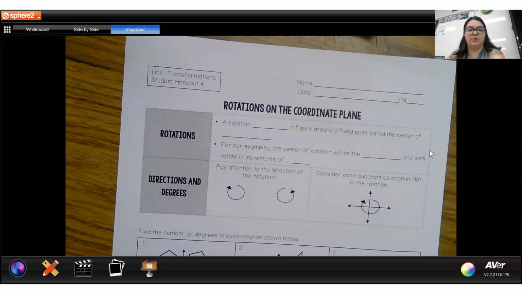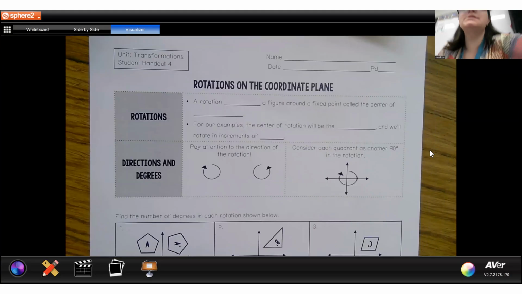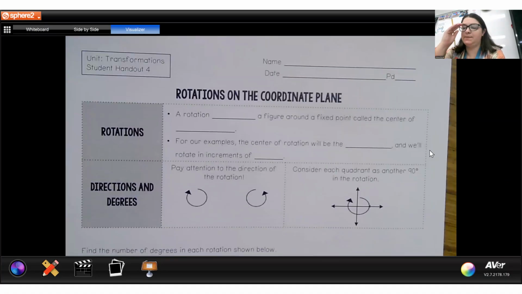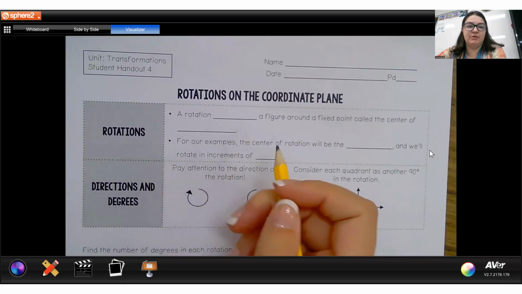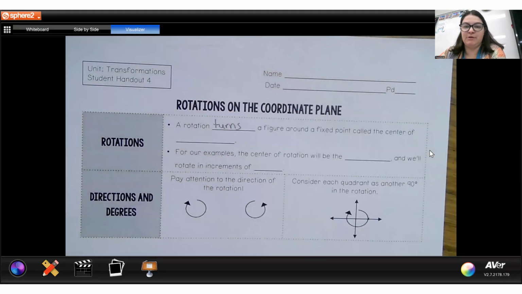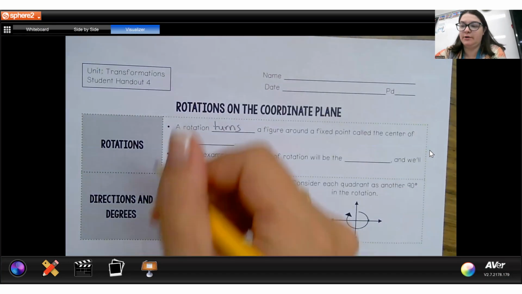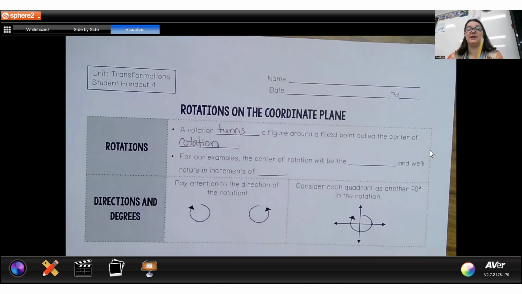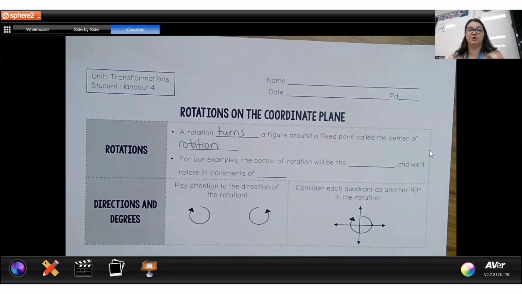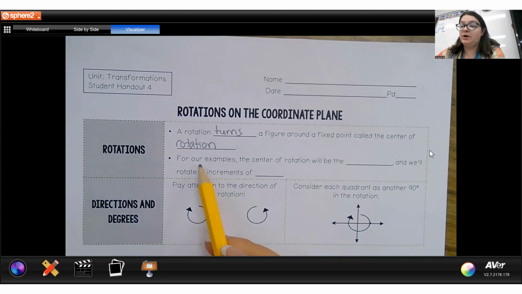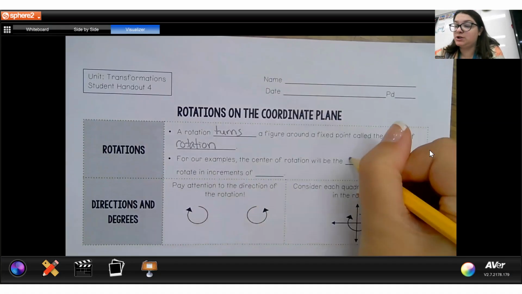Hello, guys. Okay, so we've done translations, reflections, and today we are doing rotations. So on your notes page, the definition of a rotation: a rotation turns a figure around a fixed point called the center of rotation. So if we use our example of the Earth rotating around the sun, the sun is the center of rotation. For example, the center of rotation will be the origin.